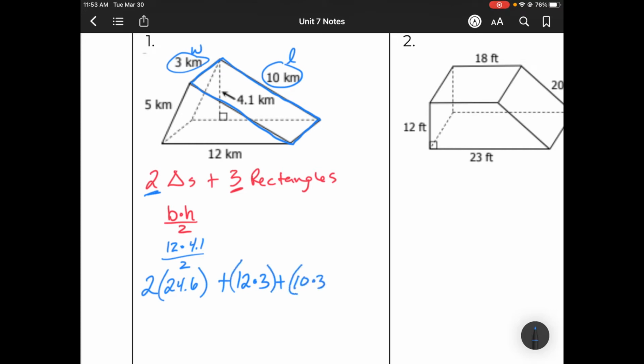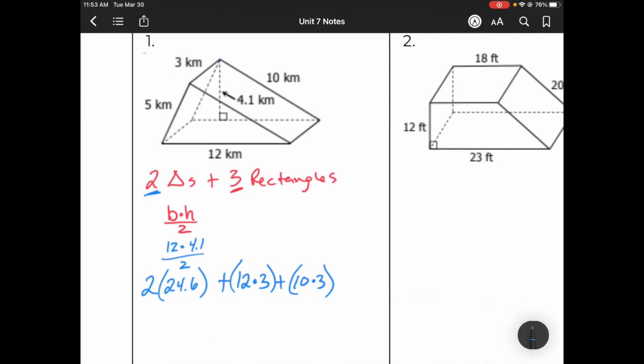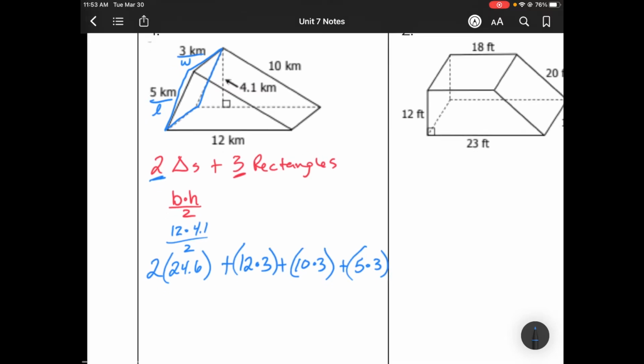I'll even put these in parentheses just to kind of group them together. And then we've got one more rectangle to look at. And that's this rectangle along this kind of back left side. And that has a length of 5 and a width of 3. So we've got another 5 times 3. And so I'm just going to start adding these up.